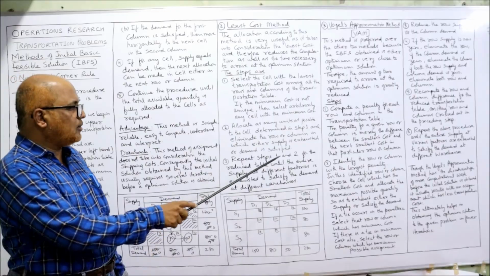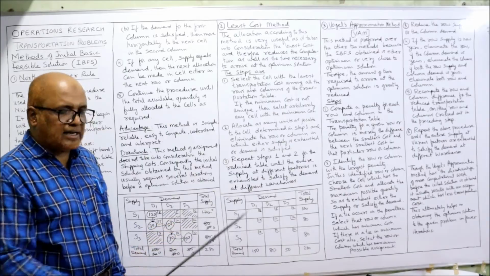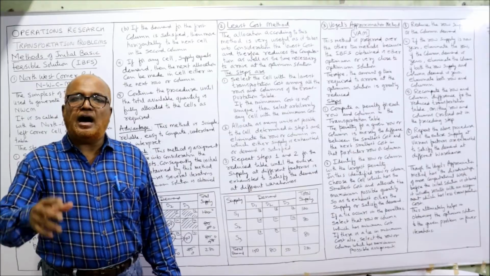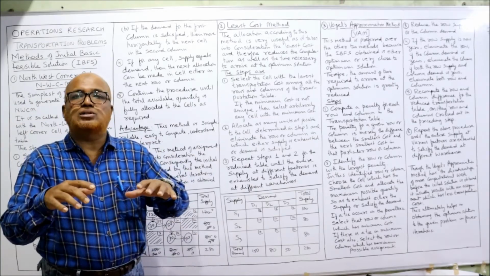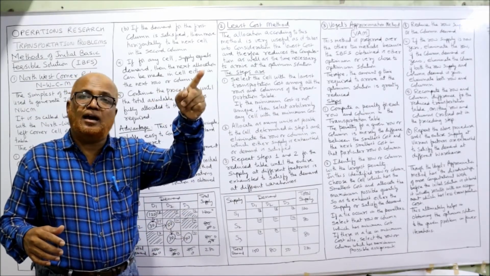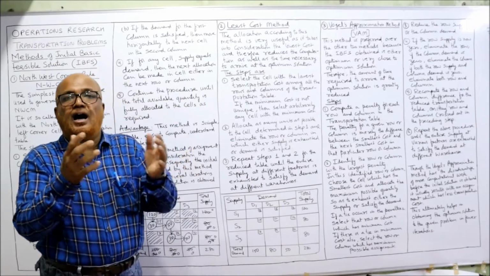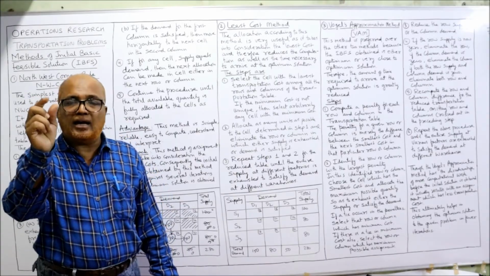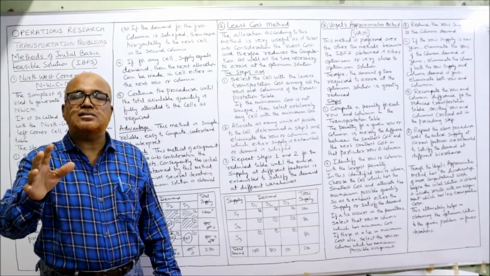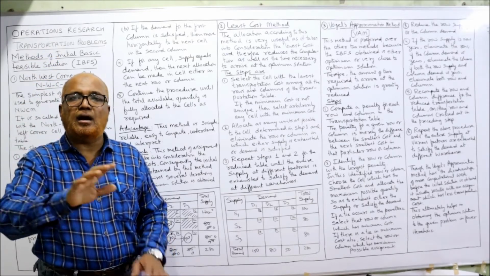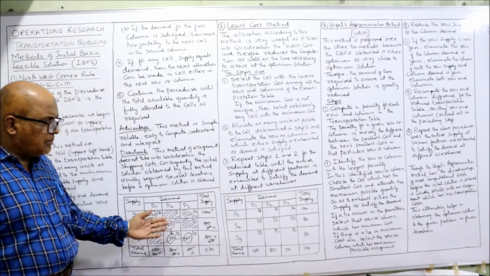Then repeat steps 1 and 2 for the reduced table until the entire supply at different factories is exhausted to satisfy the demand. Like this, after taking the lowest cost, block the row or column. Then see the remaining cost, which is the lowest cost. There again, you make the allocation and block the row or column. After that, again you see which is the lowest cost. Again allocate, block the row or column. Like this you go on until all the supply and demand are exhausted. Right? Example.